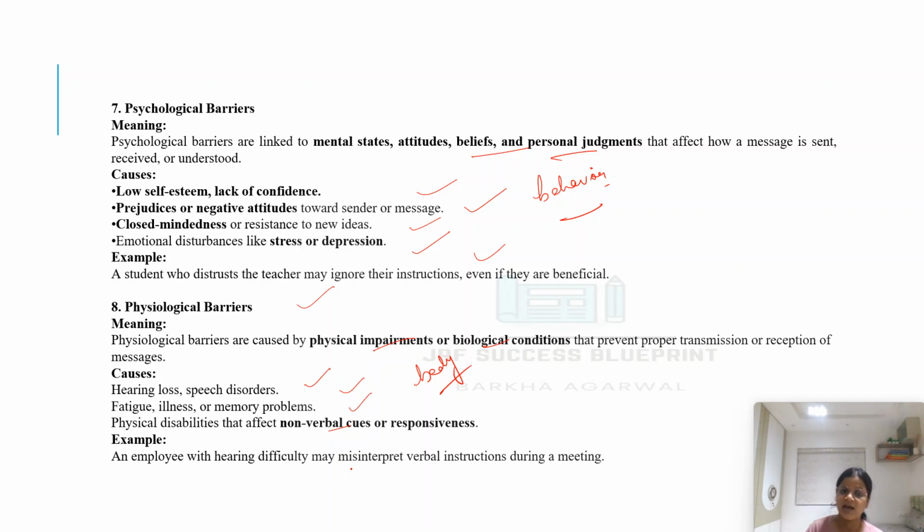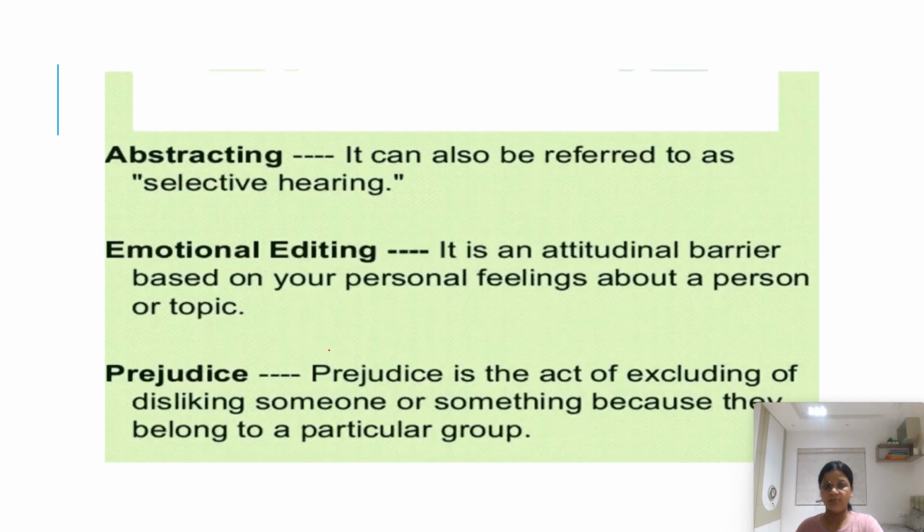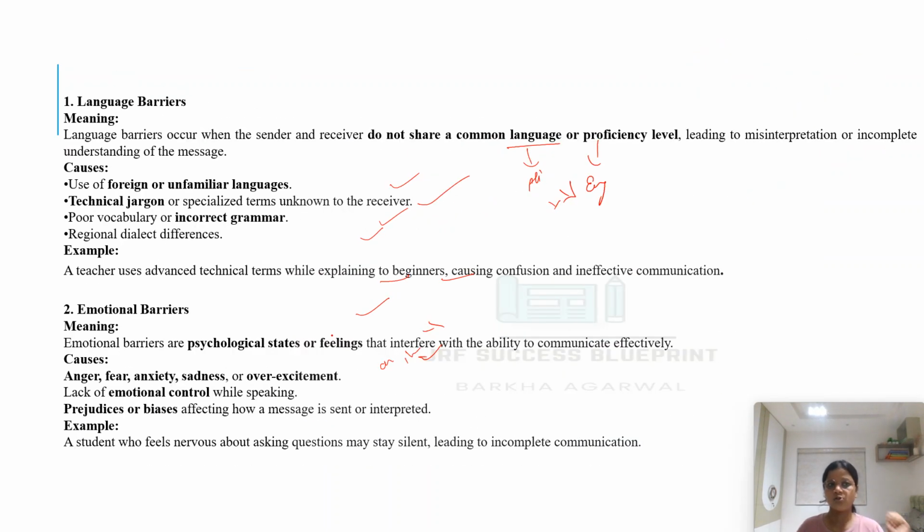An employee with hearing difficulty may misinterpret verbal communication during a meeting. Okay? These are physiological barriers. So, what are the barriers of communication? The hindrances: language barrier is due to the use of different languages between two people.